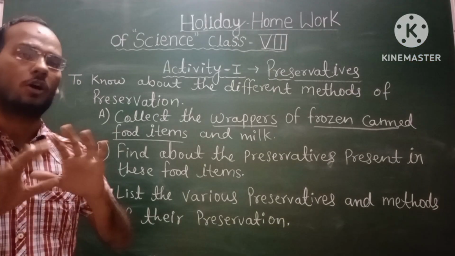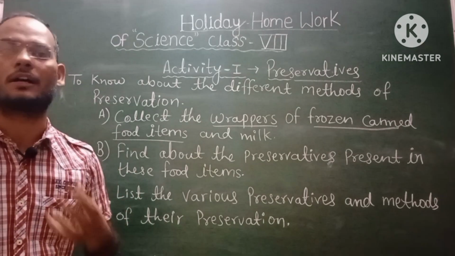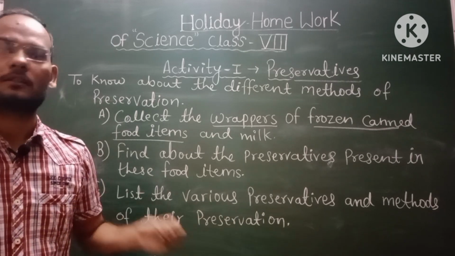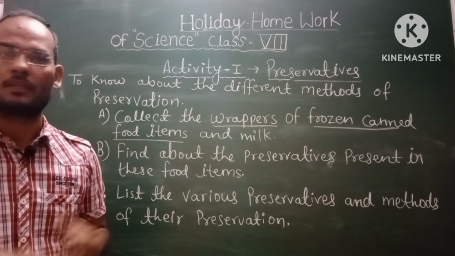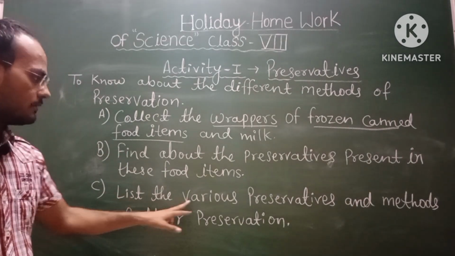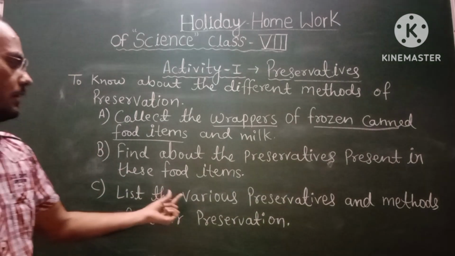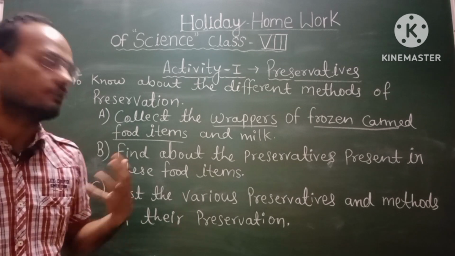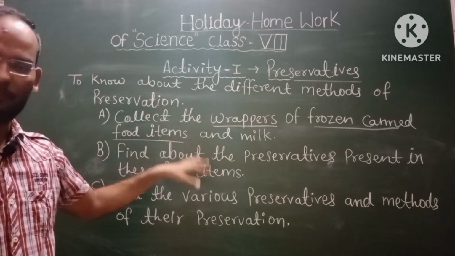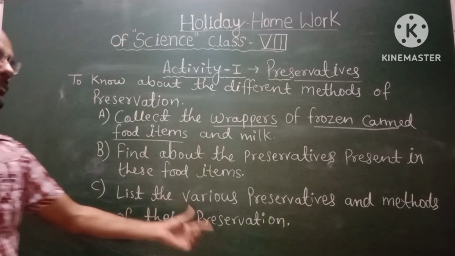You will see on the wrappers they are given the preservatives like the sugar, salt, and whatever the preservative you have read in chapter 2. Clear? After then, make the list of the various preservatives. You have to make a list of the different preservatives, whatever you have checked on the wrappers you have collected, and the method of their preservation.